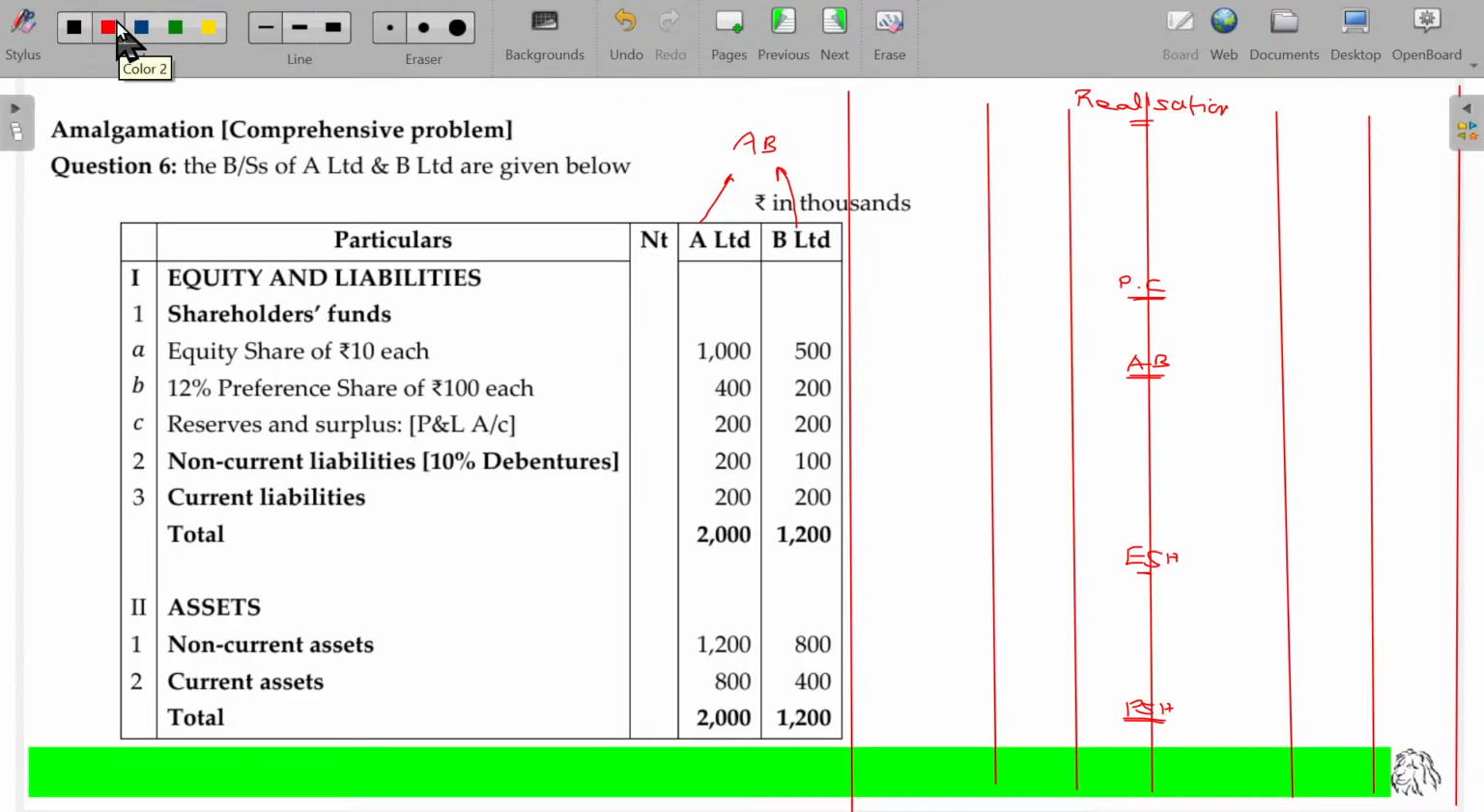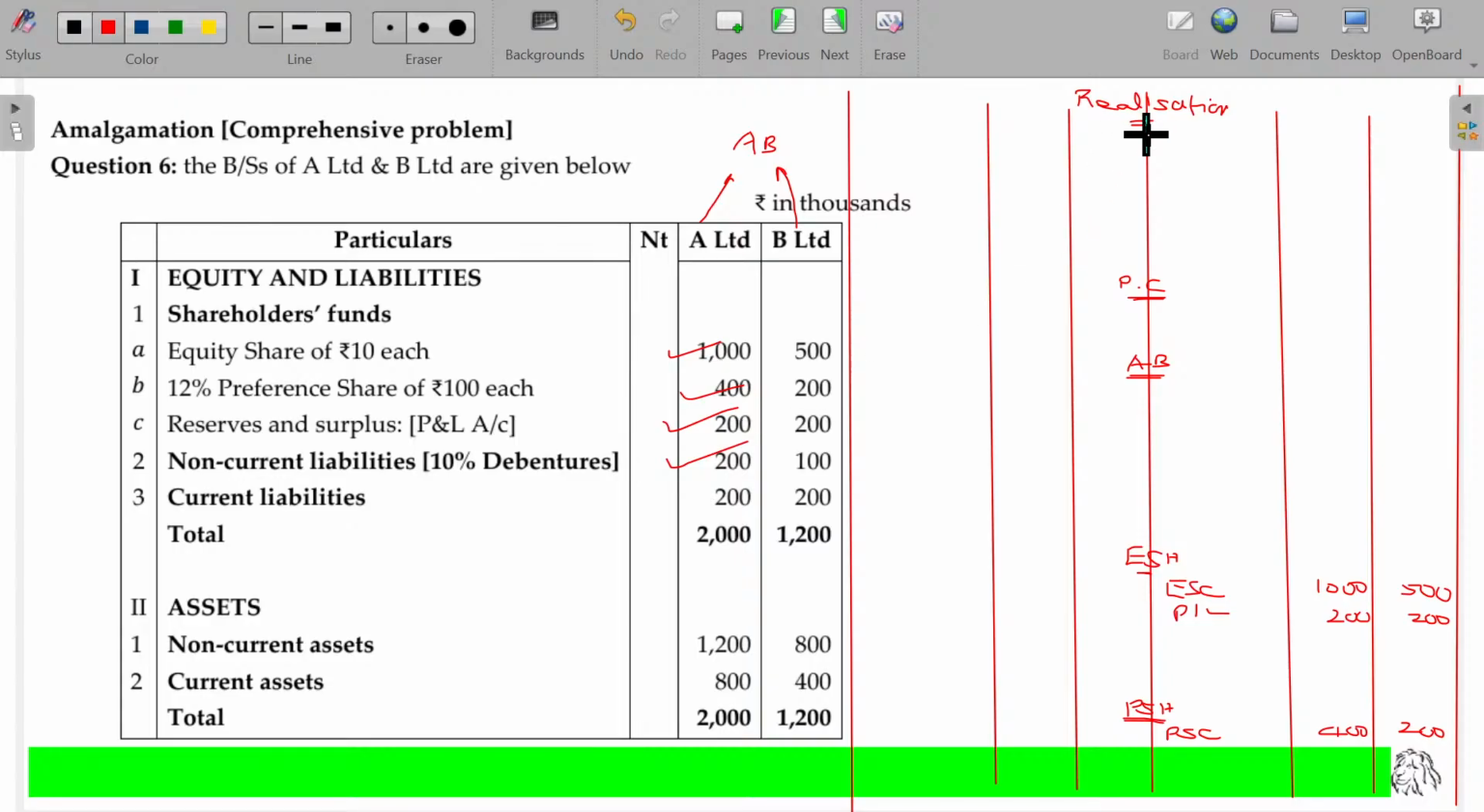Close the books of accounts. Equity share capital transferred to the equity shareholders account. So equity share capital 1500, preference share capital to the preference shareholders 400 and 200, reserves and surplus, nothing but profit and loss, 200 for A as well as B.